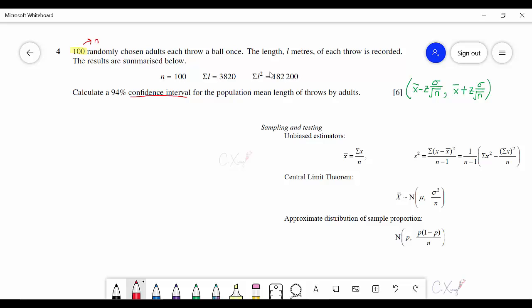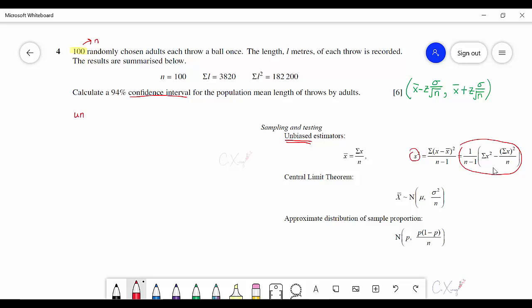Therefore, we actually need to apply the unbiased estimated formula to get the unbiased estimated population variance. So this is the unbiased estimated population variance formula that we can apply here. Alright, so from here you can see that summation x square is summation L square in our question. Then summation x the whole thing square, which is summation L the whole thing square. So you can use this formula to estimate the population variance first. Alright, so let us start.